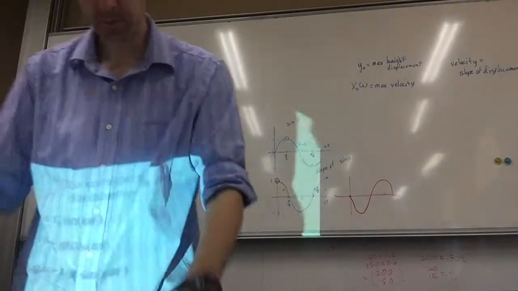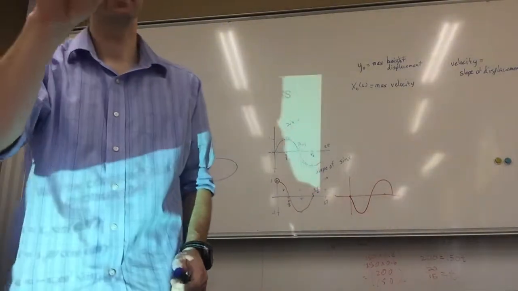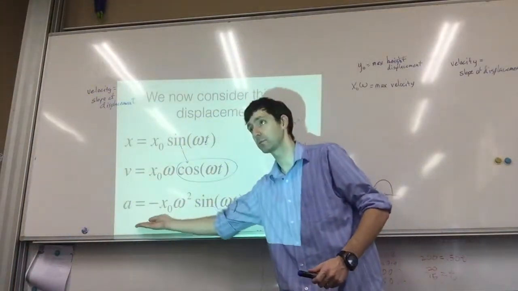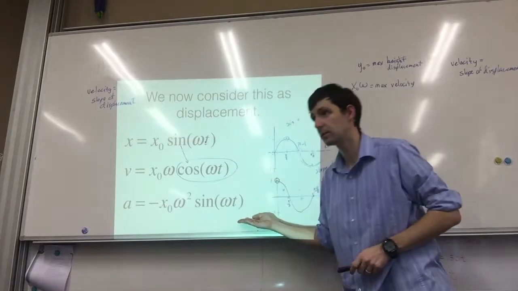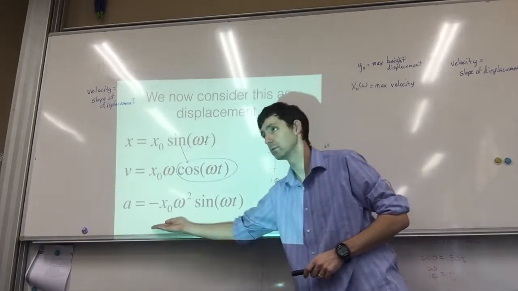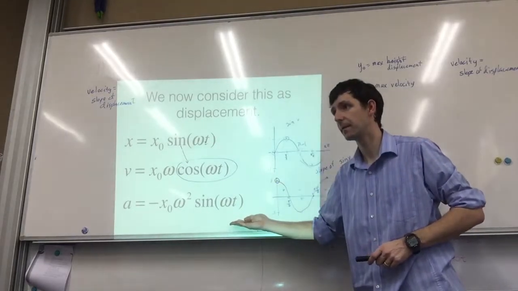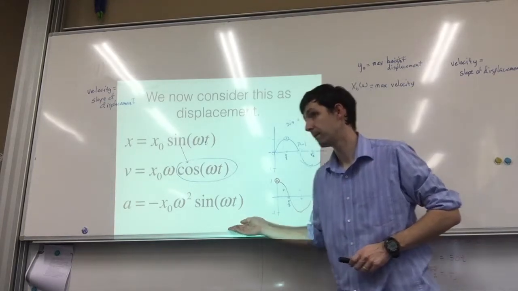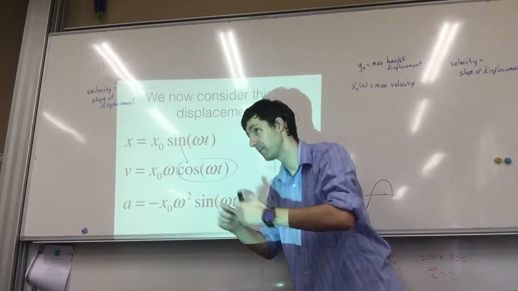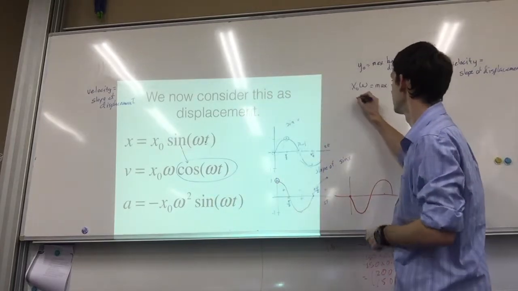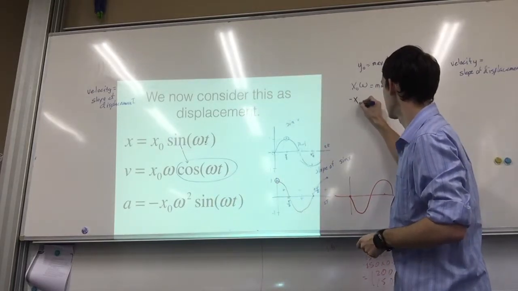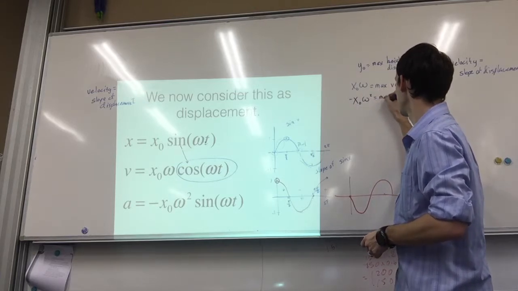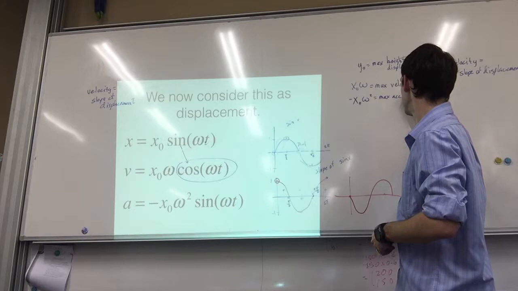Maximum acceleration. What would it be, Oliver? Minus x omega squared, since sine has to be as big as it can. That's right. So negative x omega squared is my max acceleration.